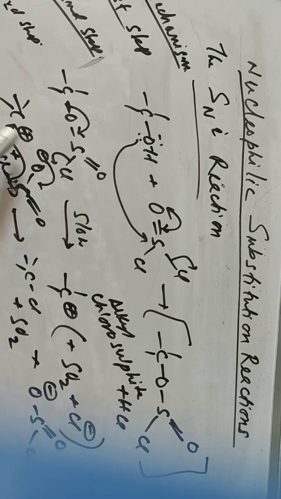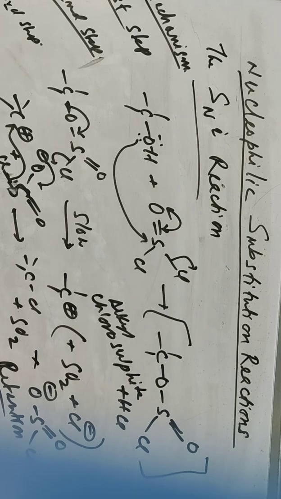This chloride attacks here, or this carbocation attacks. In the third step, the nucleophile chloride attacks the carbocation to form the alkyl chloride, displacing the leaving group. So retention of configuration takes place. So this is about the mechanism of the SNi reaction.